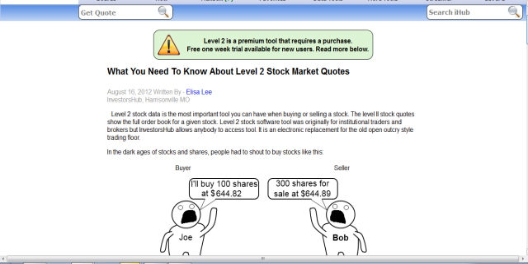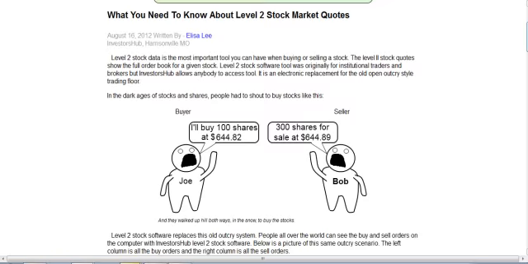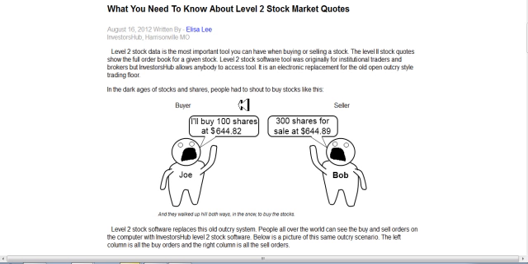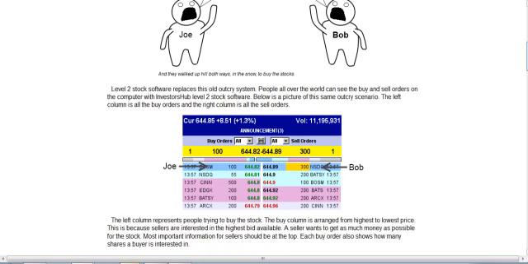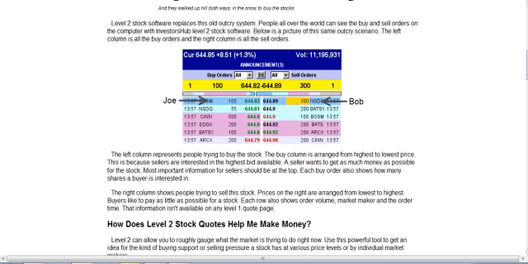It's an electronic replacement for the old open outcry style of trading floor. You know, in the dark ages, people had to shout to buy stock. For example, here you've got a buyer that says, I'll buy 100 shares, and then you have a seller here that says, I'll sell 300 shares for 644. But Level 2 software replaces the old outcry system. People all over the world can see the buy and sell orders on the computer with Investors Hub Level 2 stock software. Below here, you'll see a picture of the same outcry scenario.